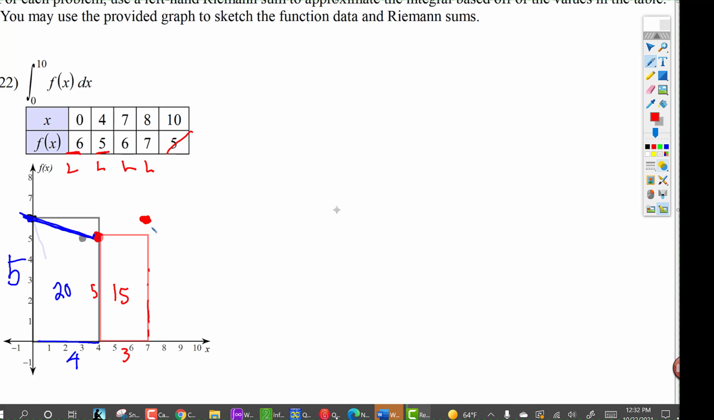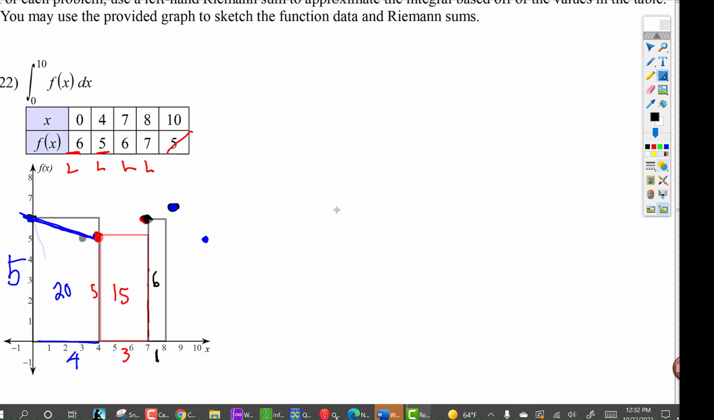So at 7, we know we're at a height of 6, and at 8, we're at a height of 7. So if we draw that rectangle, well, this width is only a width of 1, and this height is a height of 6, so that's 6 units squared. And then finally, at 8, we know we're at a height of 7. I'm going to go back to blue. And then at 10, we're down here at a height of 5.